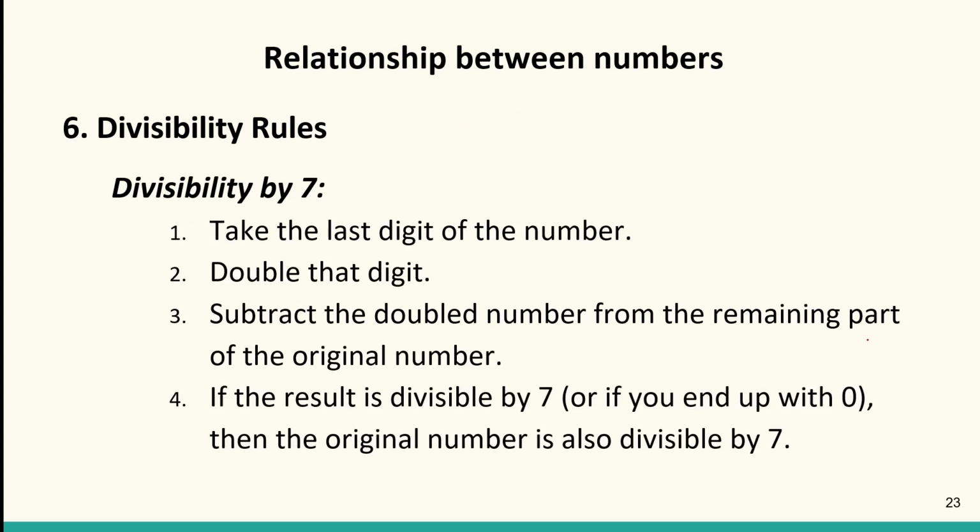So let's see the divisibility by 7. When can we say that a number is divisible by 7? What we need to look at is the last digit of the number, and double that digit. Let's say you have xyzw, so you take w, double it, and you get 2w, and then subtract the doubled number from the remaining part of the original number. This is what we had.